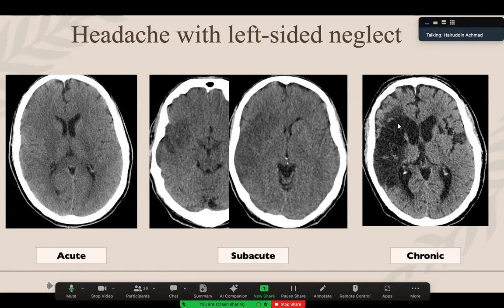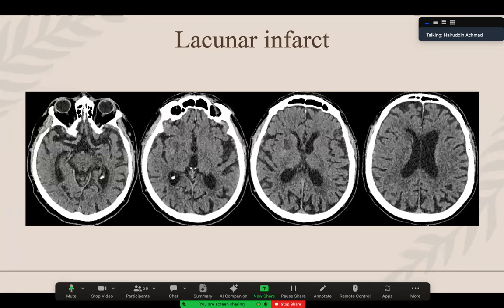Okay, so next is lacunar infarct. A lacunar infarct is basically an infarct which is just small on CT scan. The size is normally 1 to 2 centimeters, or most of the time less than 2 centimeters. When you've got a stroke here, for example, if you measure it, it is probably 1 by 2 cm. So this is all lacunar infarction in the basal ganglia.